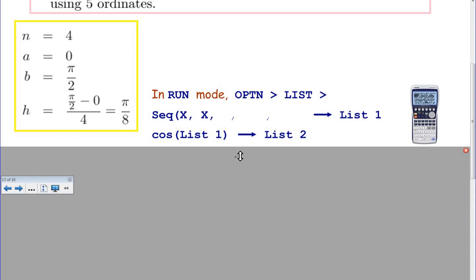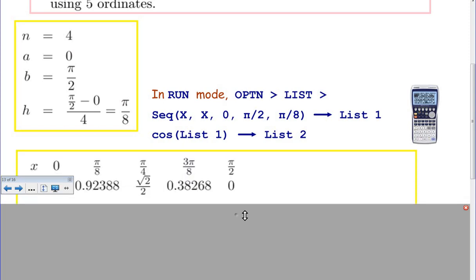Right, I can now get my x values by typing onto my calculator the sequence going from 0 up to pi over 2 in steps of pi over 8. So I've worked out my h first to make it easier then to type into my calculator. Okay, and I want to then find out cos of that and pop it in list 2. And that should give us these values here. Okay, so I'll just show you how that happens on your calculator.